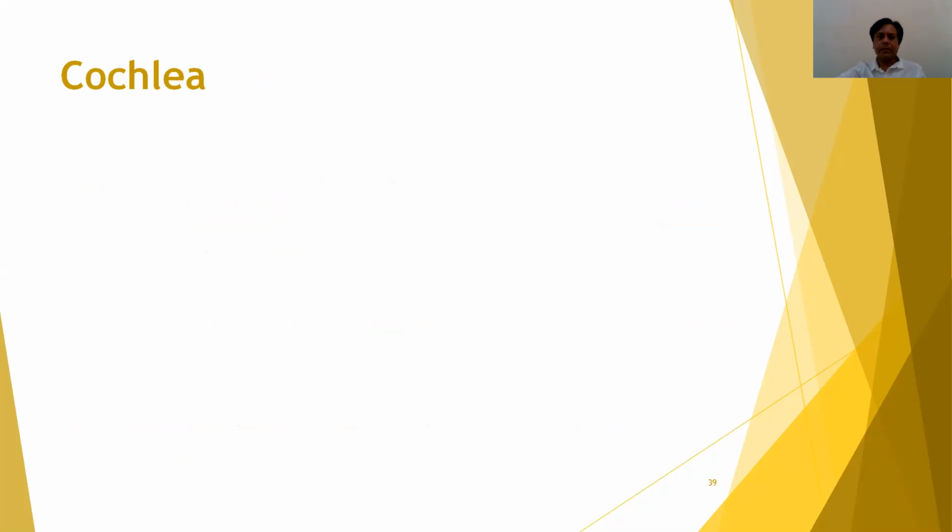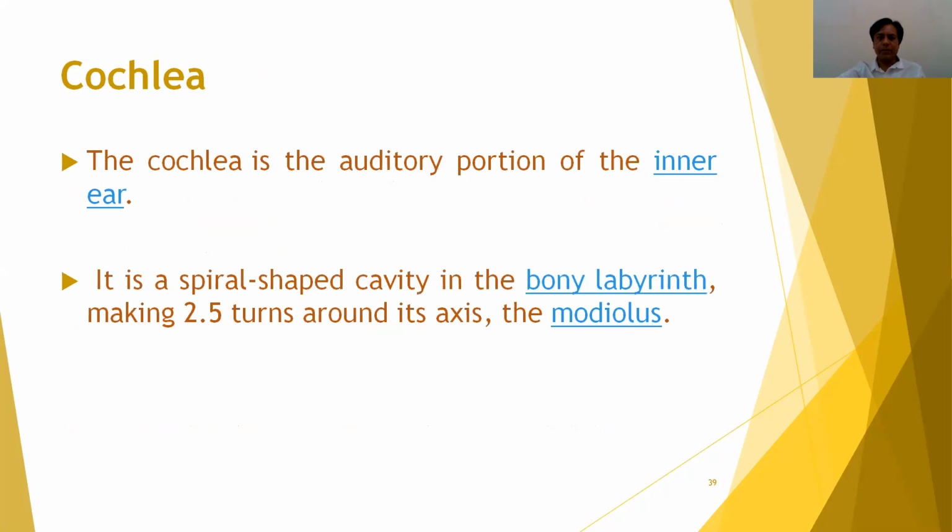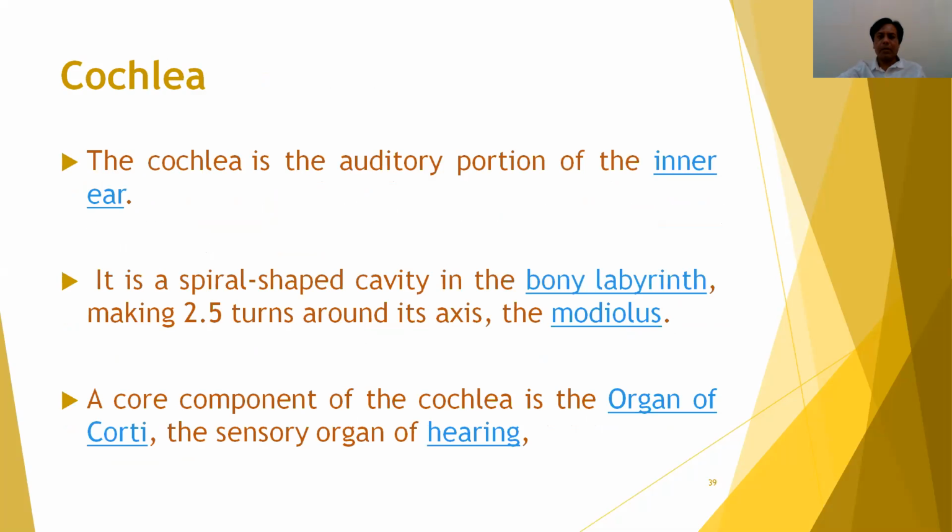Then next part is cochlea. It is the auditory portion of the inner ear. It has a spiral-shaped cavity in the bony labyrinth, making 2.5 turns around its axis, the modiolus. A core component of the cochlea is the organ of Corti, which is the sensory organ of hearing.